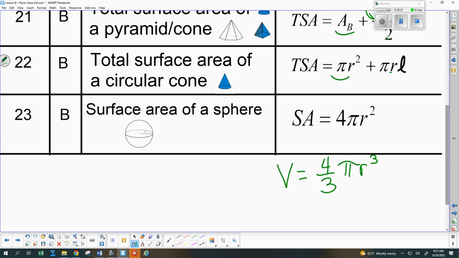So surface area is in what kind of units? Square, so it's the one that has the square in it. Volume is in what kind of unit? So it's the one that has both of the 3's in it.